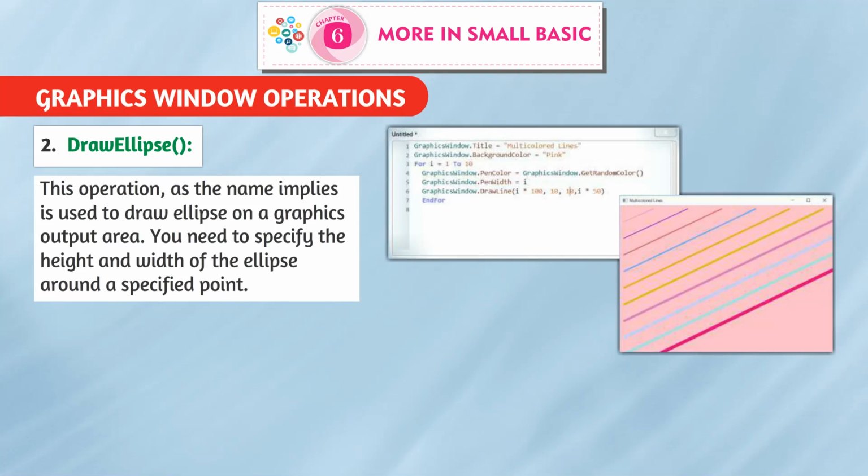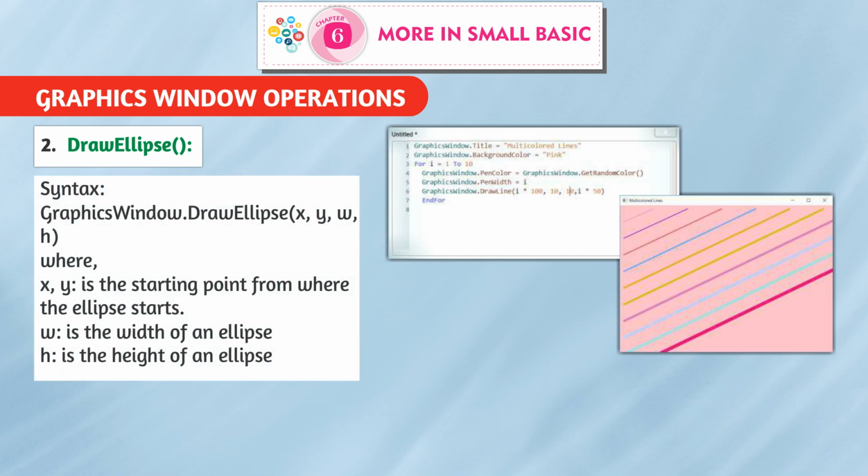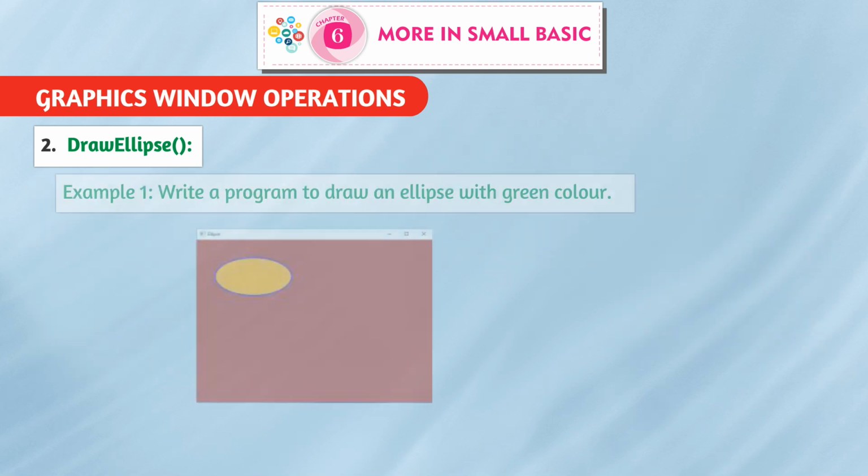2. Draw ellipse. This operation, as the name implies, is used to draw an ellipse on a graphics output area. You need to specify the height and width of the ellipse around a specified point. Syntax: graphicswindow.DrawEllipse(x, y, w, h), where x, y is the starting point from where the ellipse starts, w is the width of the ellipse, h is the height of the ellipse.